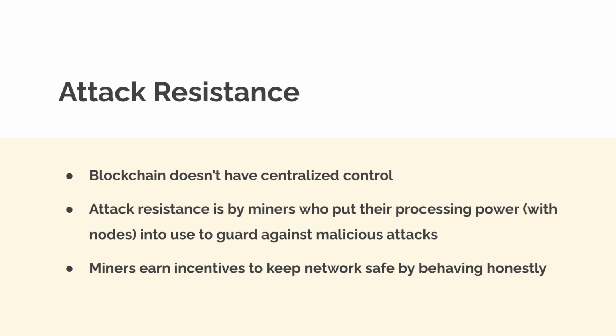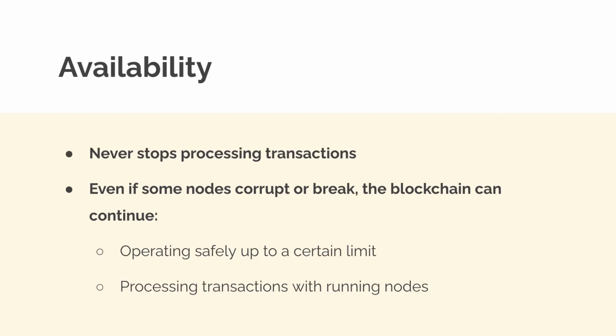As well, the Ethereum blockchain is attack resistant. So whereas banks and the stock exchange, they are constantly under attack, it's much harder to attack the blockchain. Blockchain doesn't have centralized control or any intermediary party. Attack resistance is instead done by miners, and miners use their processing power with nodes to guard against malicious attacks. And miners earn incentives in the form of coin to keep the network safe by behaving honestly. We'll talk a bit more about miners later on.